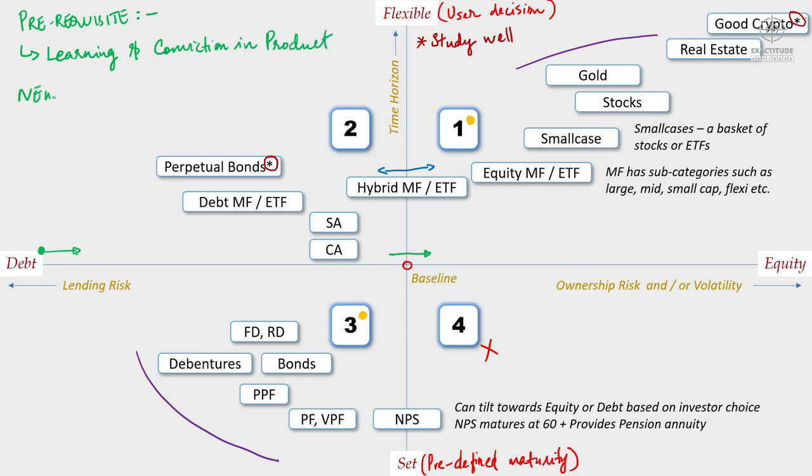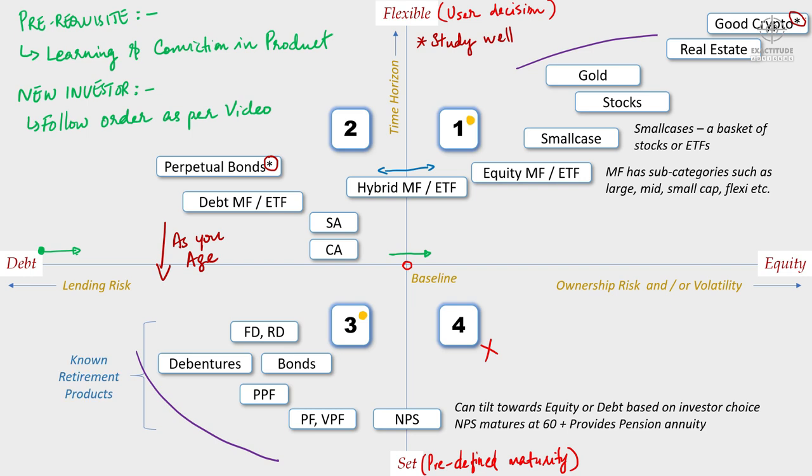For a new investor just embarking on his wealth journey, it will be ideal to go in the order in which I presented the products to you. Normally, preference of products in the chart is seen to go from top to bottom with age, which is a standard advice in the market as well. That's why you will see the non-retirement products in the third quadrant.